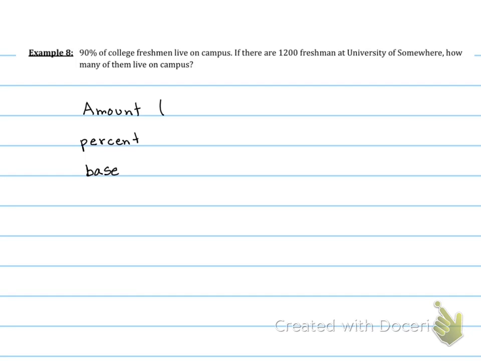In this case, what does my percent represent? I always look for percent first because it's the easiest one to find, right? Because it's the only one with a percent sign on it. What's my percent telling me? The amount of freshmen that live on campus? Yeah, so 90% is the portion of freshmen that live on campus, right? So this is the percent on campus.